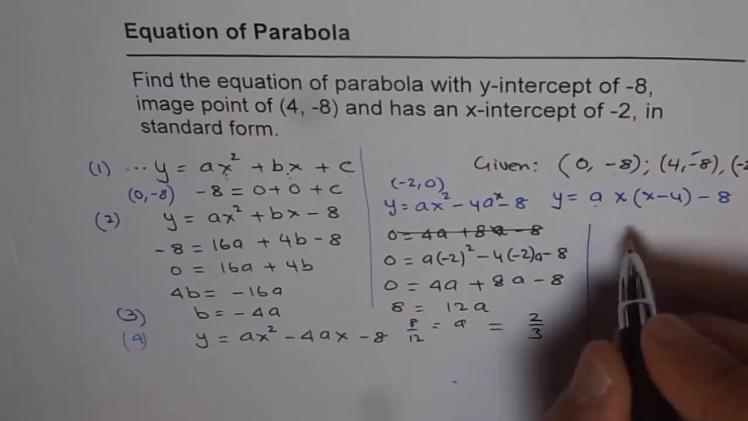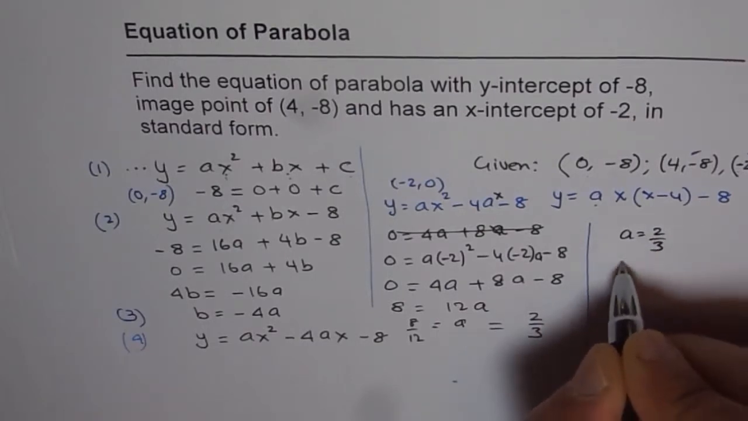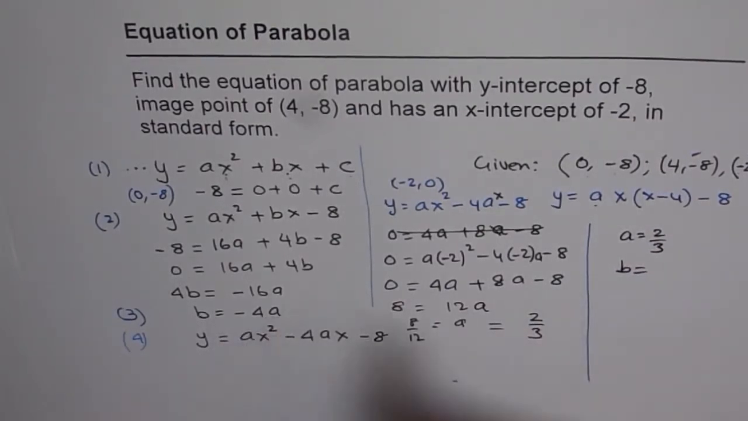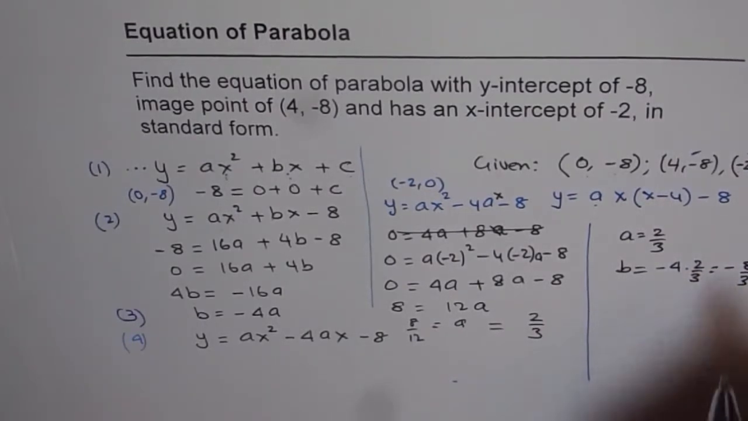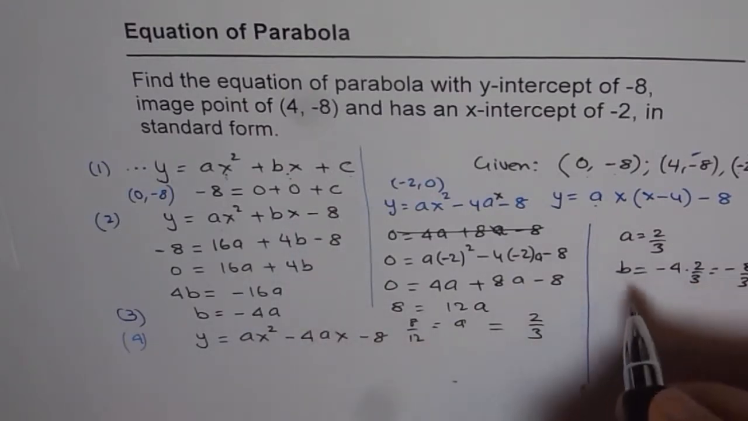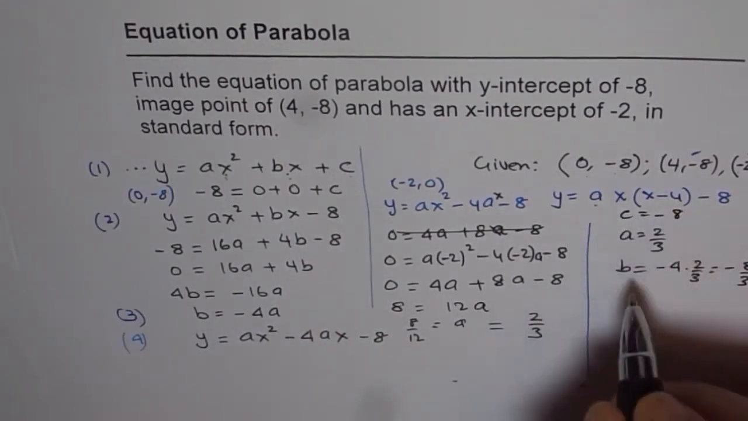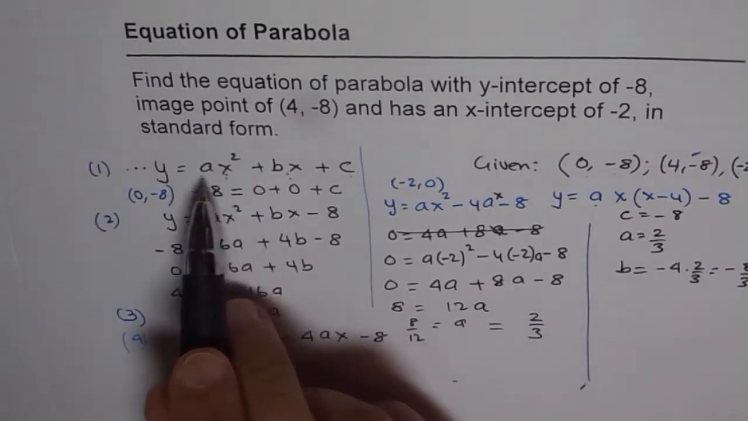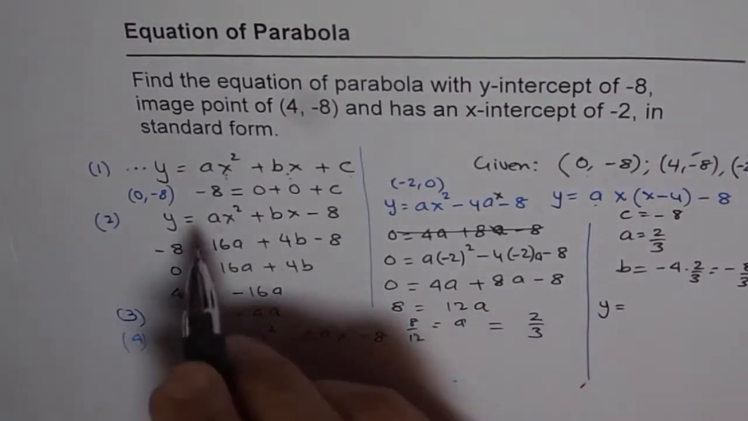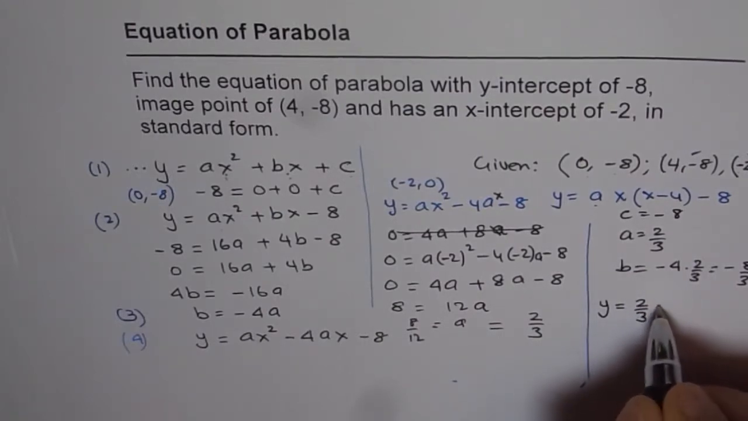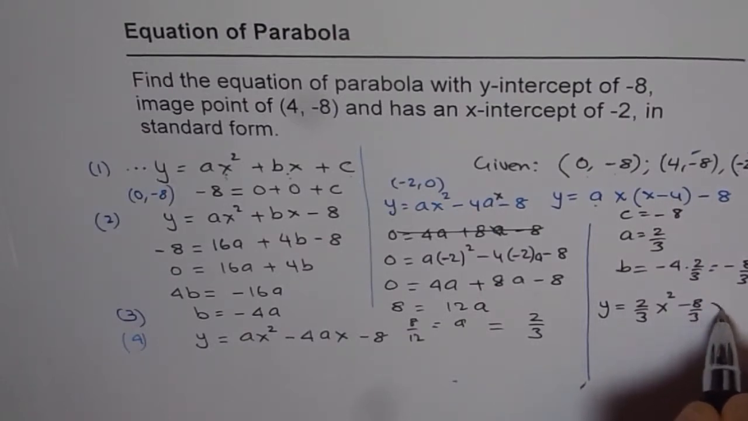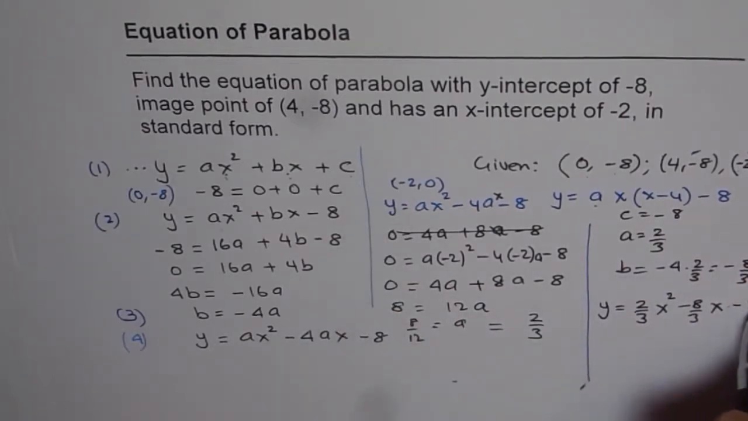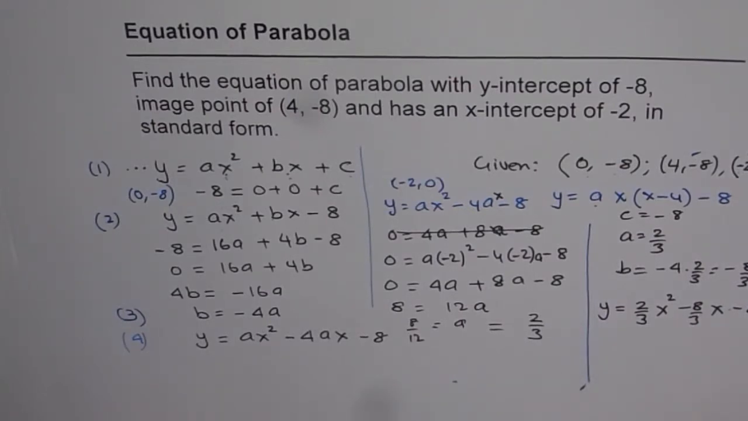Now since a equals 2 over 3, b equals minus 4 times a. So minus 4 times 2 over 3 means minus 8 over 3. We already know c, which is minus 8. Since we know a, b, and c, we can write down the equation as y equals 2 over 3 x squared, minus 8 over 3 x, minus 8. So that is the equation in standard form, and that's our answer.